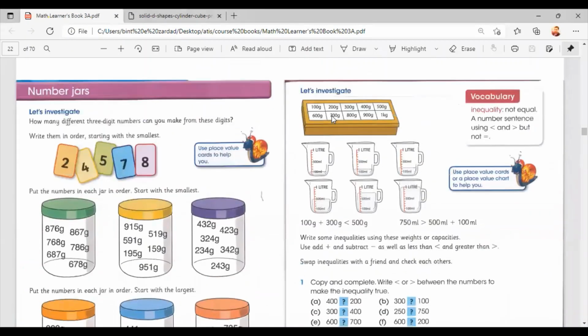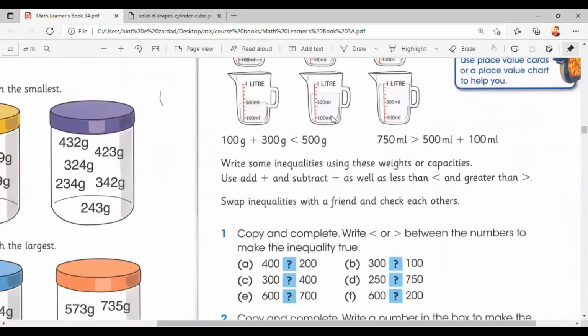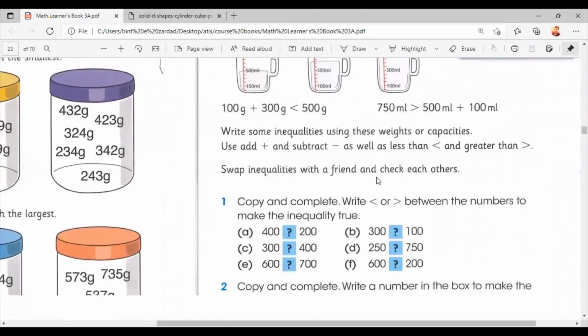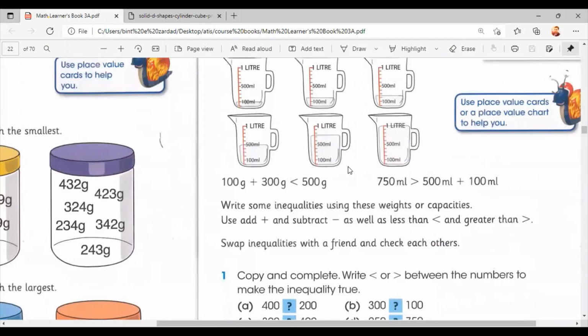Next question. Write some inequality using these weights or capacities. Use add, subtract, as well as less than or greater than. Okay, copy and complete. This no need to do. This is just making equations. Inequalities equation: less than, greater than, equal.